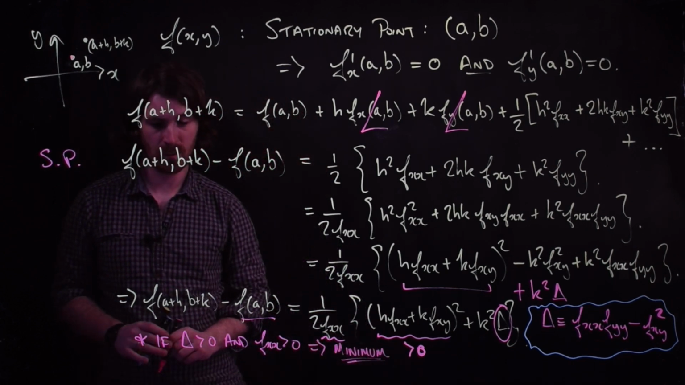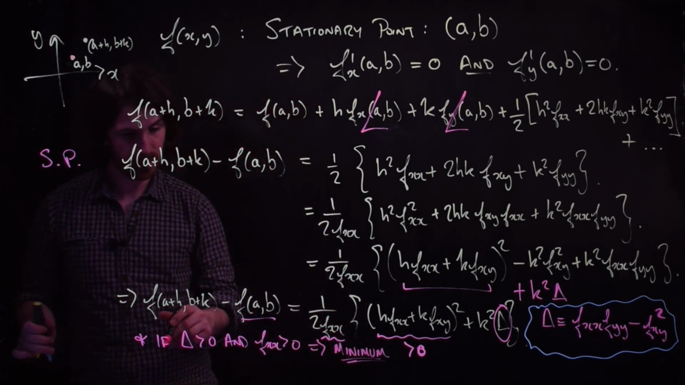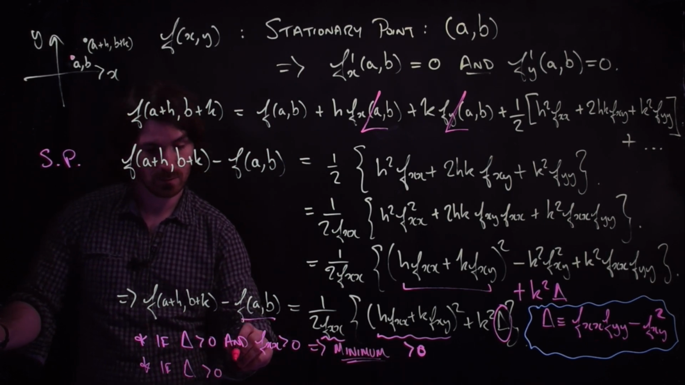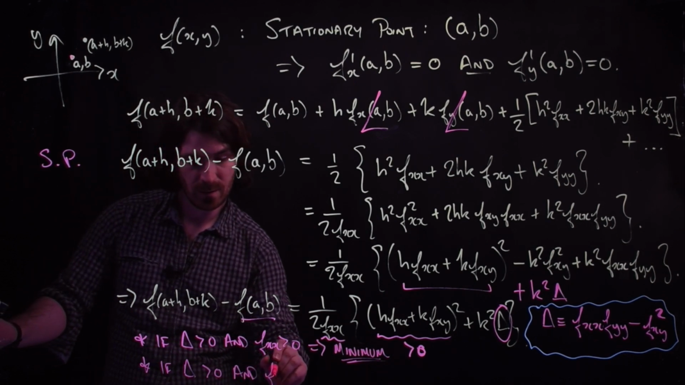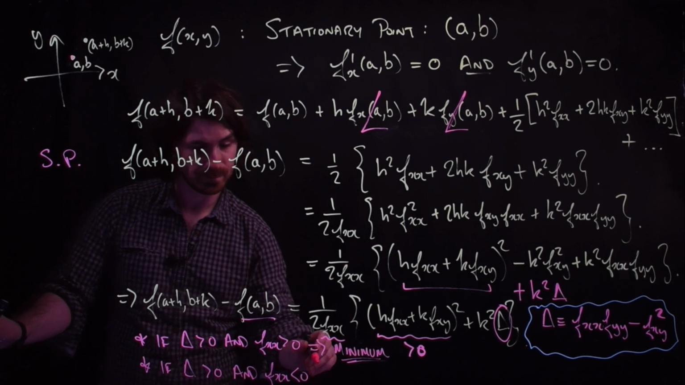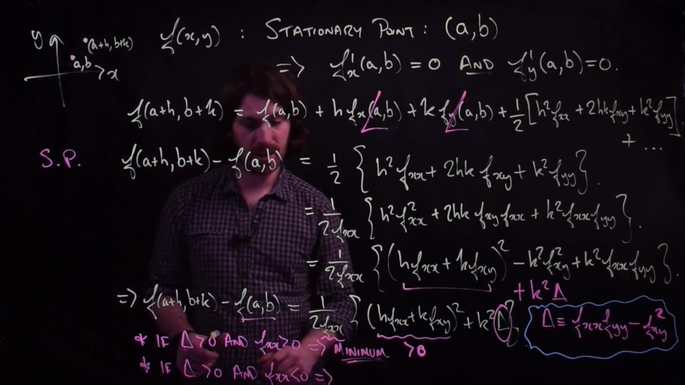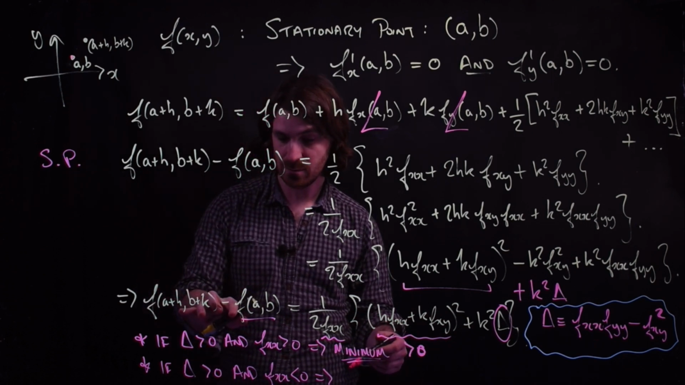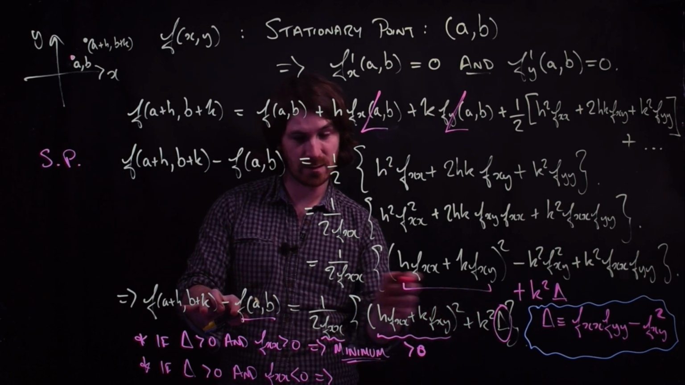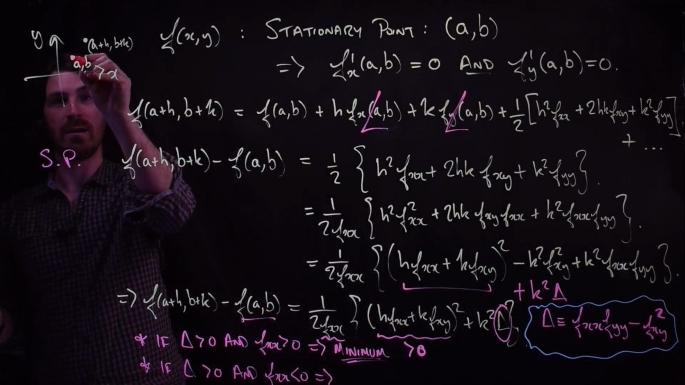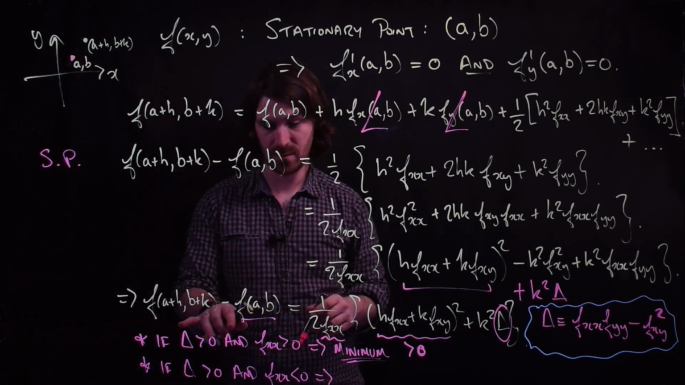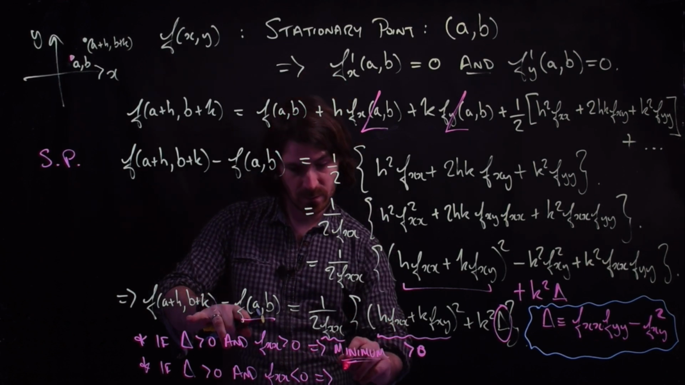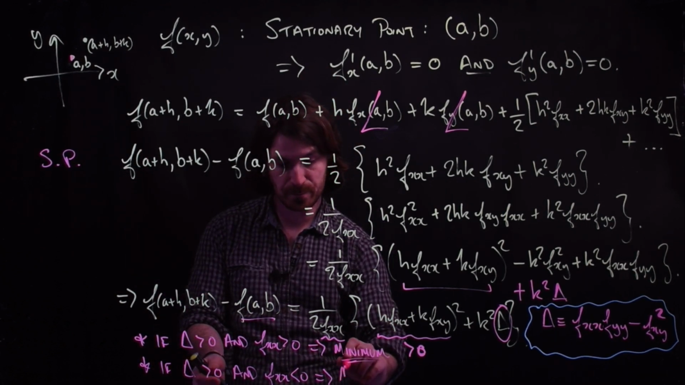Okay, if delta is greater than 0 and fxx is less than 0, then the difference is less than 0. Then this thing becomes less than 0. So it means we start here, and any direction we move, our function decreases. So this thing on the left-hand side becomes less than 0. So this means that the point (a,b) is a maximum.